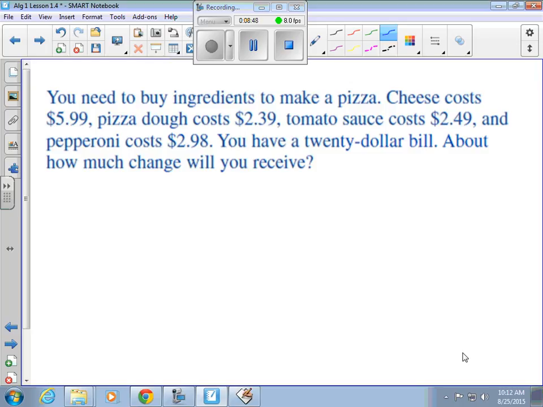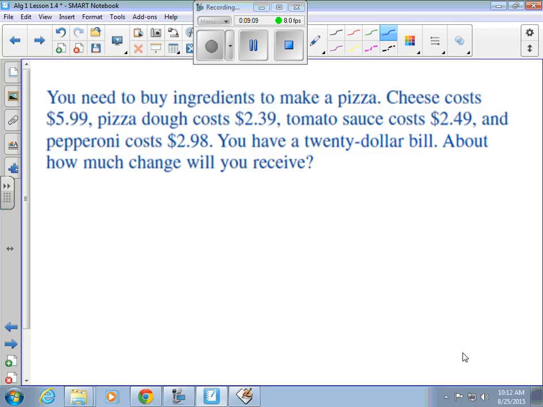Here's another question I want you to do on the back. You don't need to copy it down, just copy down the information you need. It says you need to buy ingredients to make a pizza. Cheese costs $5.99, pizza dough costs $2.39, tomato sauce $2.49, and pepperonis $2.98. You have a $20 bill. How much change will you receive?